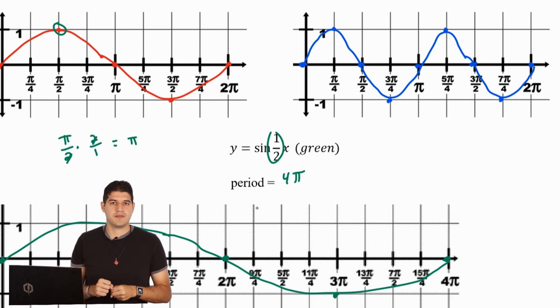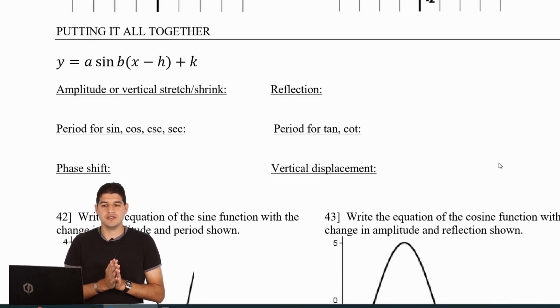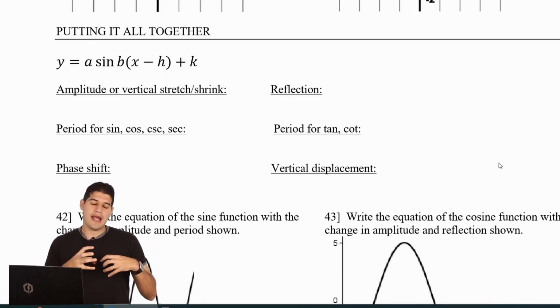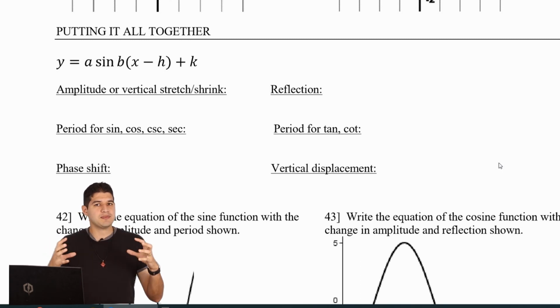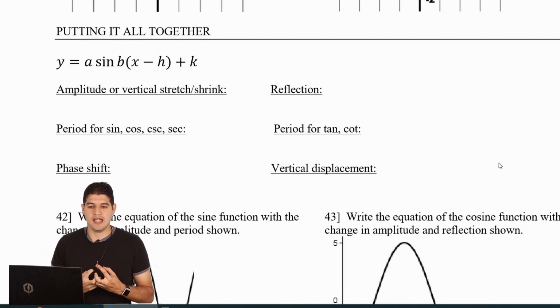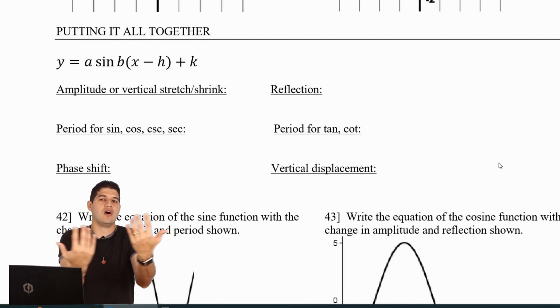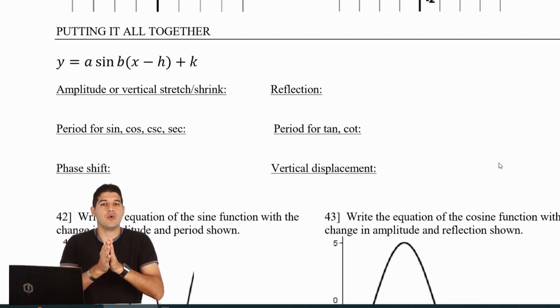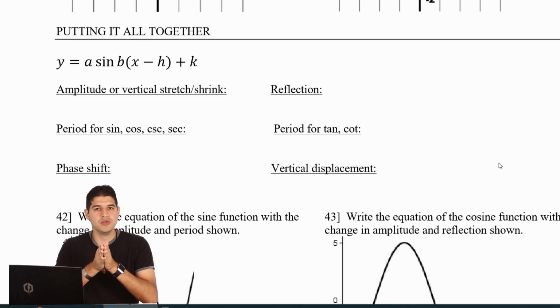That's what you're going to want to keep in mind when you're multiplying inside of these trig functions. So I'm going to leave this to you where you put it all together: A, B, the x minus h, and then the plus k. What do they all mean? How do they all affect the graphs? Because you're going to want to be at the point where you can graph all of this from memory.